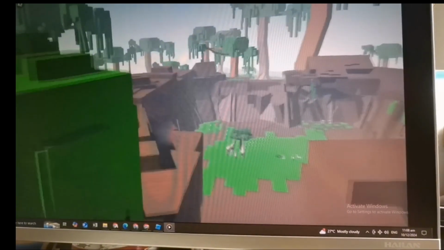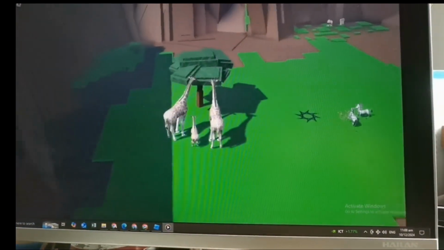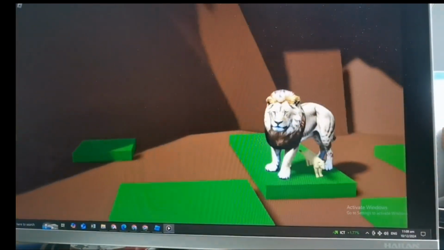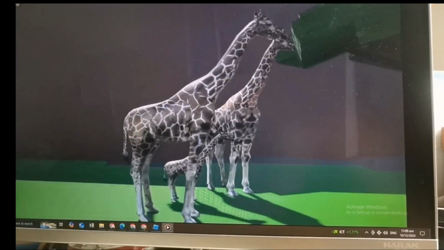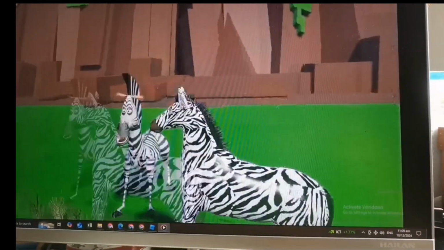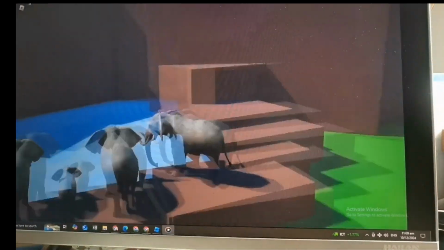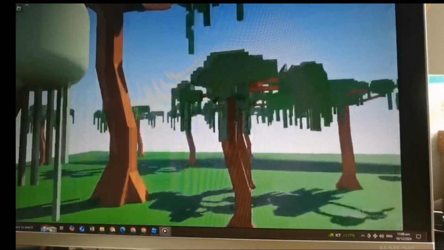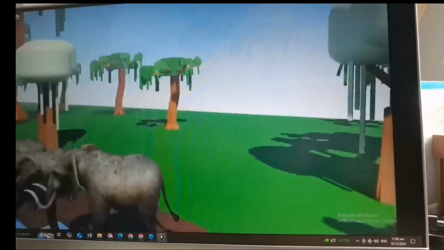Number 1. Individual organisms. The basic building block, the single living thing in the savanna. An example might be a zebra or a baobab tree. Number 2. Populations. A group of the same species living in the same area. For example, all of the zebras in the savanna make up a population of zebras.